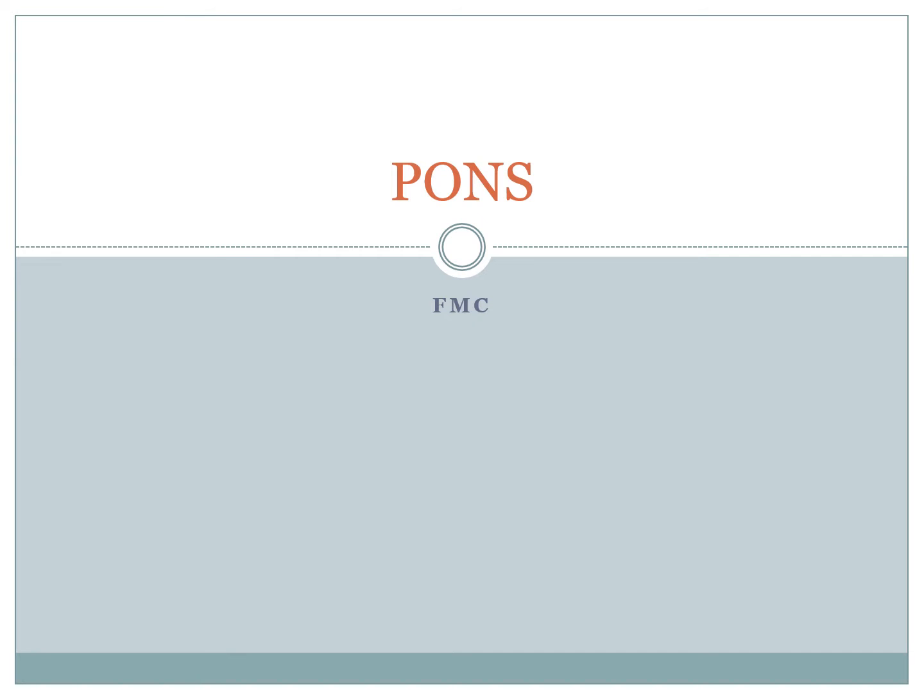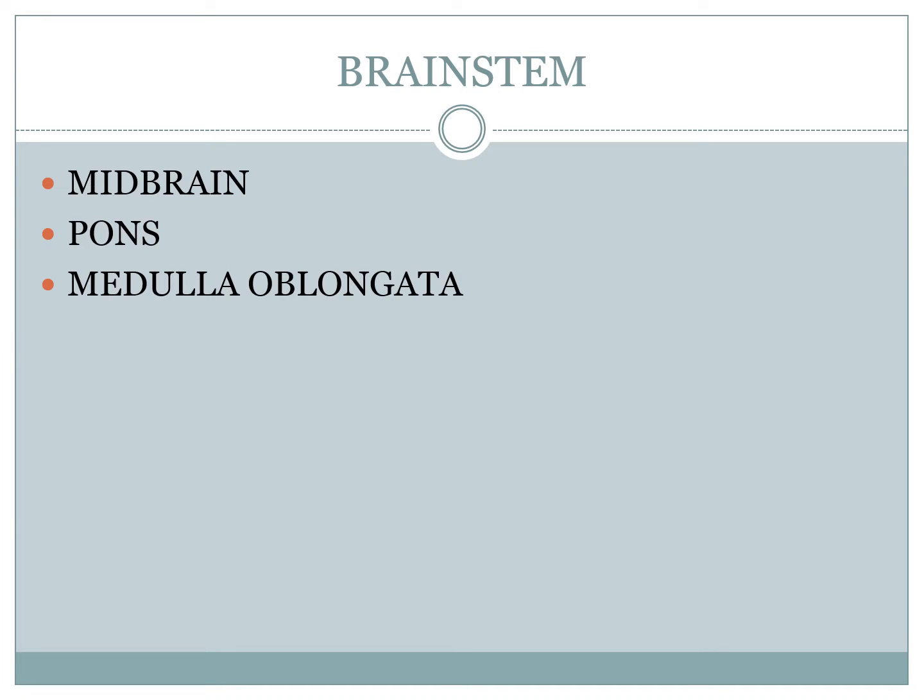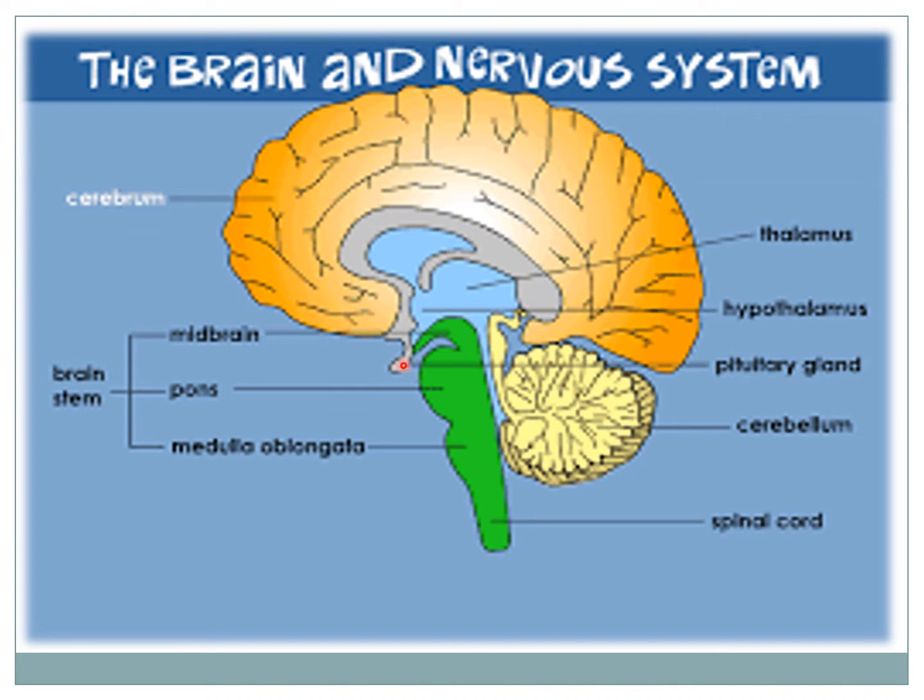Today we will talk about anatomy of pons. Pons is a part of brainstem. Brainstem has three parts: midbrain, pons, and medulla. Here in green color you can see the brainstem. This uppermost part is midbrain, then this is pons and medulla.